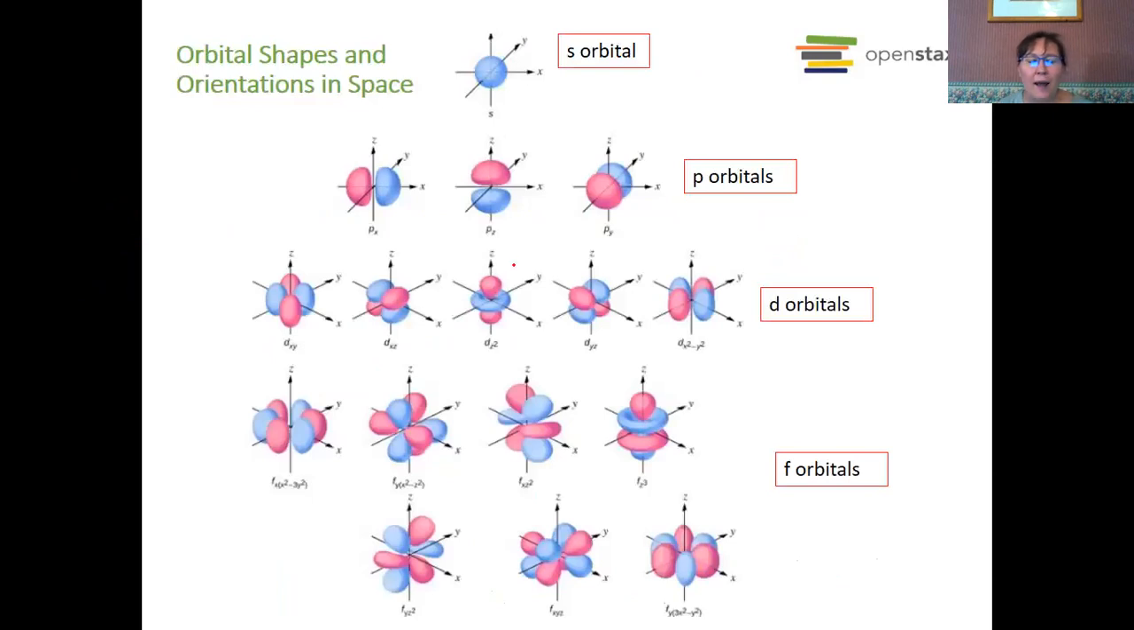Okay, so now what you have here is a lovely picture that looks so much better than the picture I was drawing. It just shows you've got your s orbital up here, and then you have 3 p orbitals, 5 d orbitals, and your 7 f orbitals, and how they get more and more complex as we get more complex in our orbital shapes.